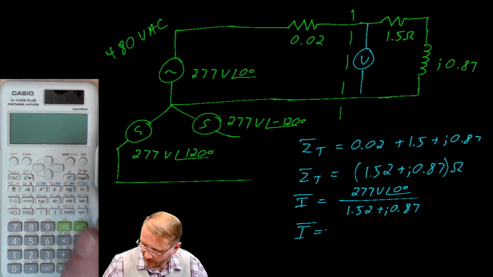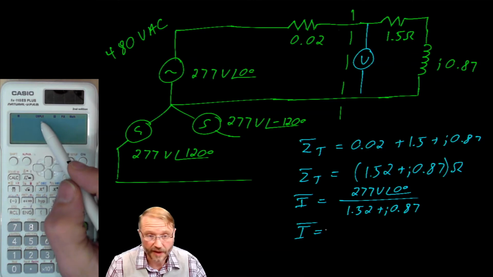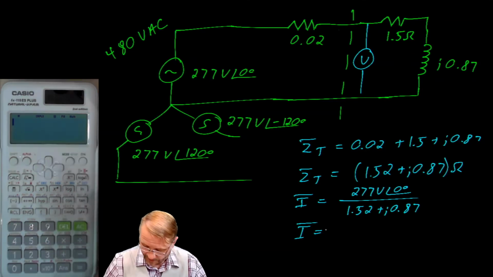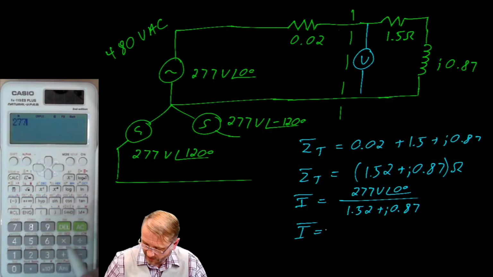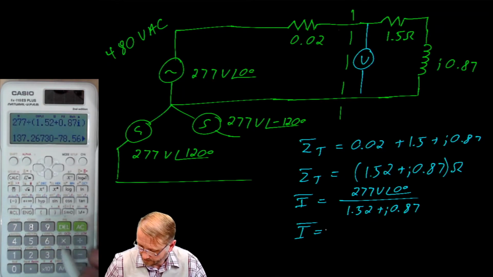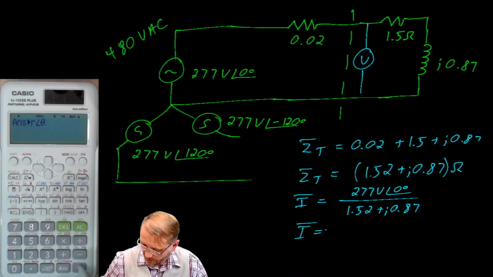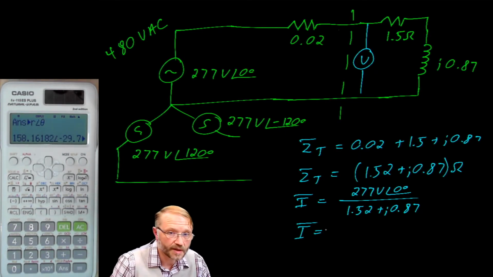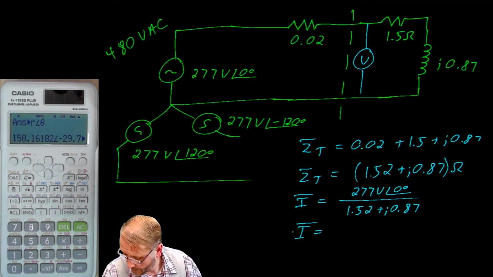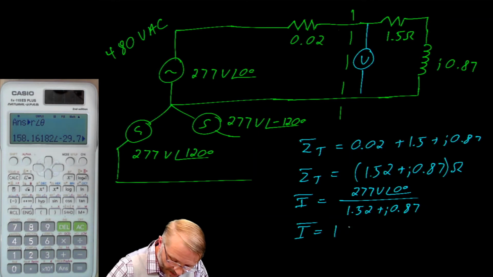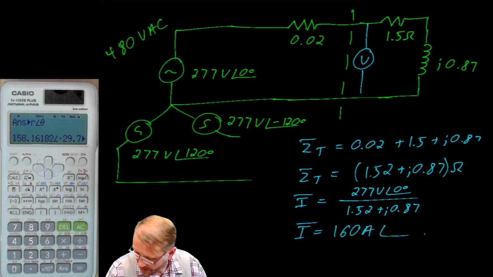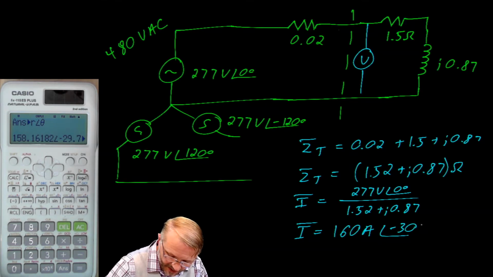Run that through your calculator. So we'll turn it on. Make sure you're in complex mode and make sure you're in degrees. And then go ahead and enter your number, 277, divided by parenthesis 1.52 plus 0.87J, close the parenthesis. And then shift complex 3. So we want everything in polar mode because that is what our meters will read. And in this case, our meter would read about 160 amps at an angle of approximately negative 30 degrees.